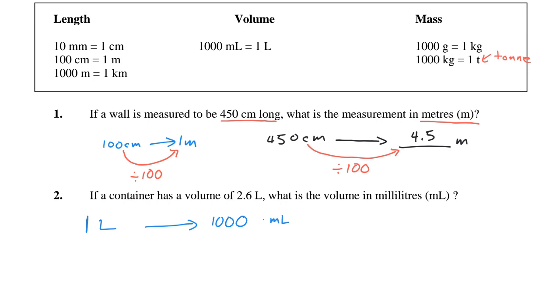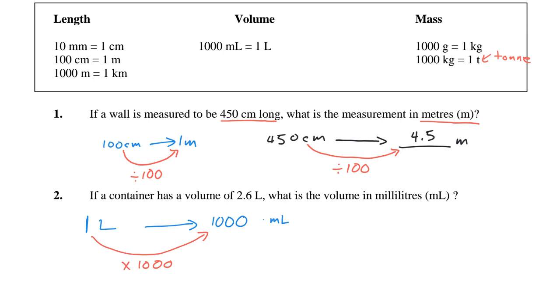Now, in order to go from 1 liter to 1,000, since it's a bigger number, we just multiply. And in order to figure out that number, we say 1,000 divided by 1, and that will tell us that we're actually going to multiply by 1,000. So now, that's it.